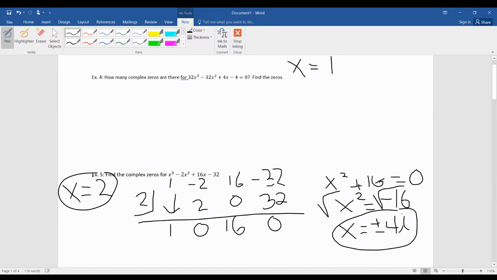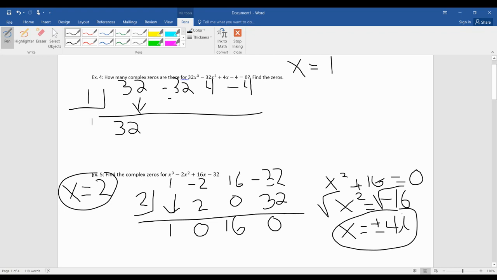So again, there are 3 zeros. We found one of them. We need to do synthetic division so that we can find the other 2. So we have 32 across the top, negative 32, positive 4, and negative 4. So when we divide with synthetic division, we bring down the 32. 1 times 32 is 32. We add and we get 0. 1 times 0 is 0. We add and we get 4. 1 times 4 is 4. We add, we get a remainder of 0.